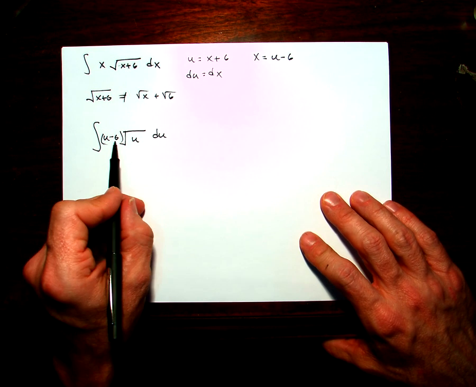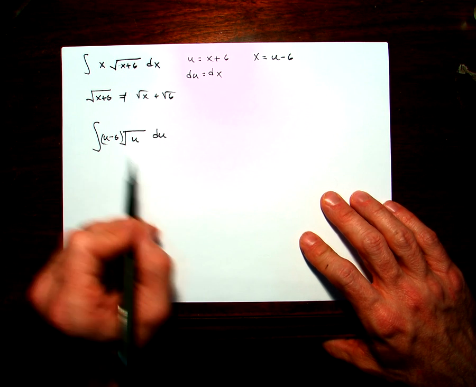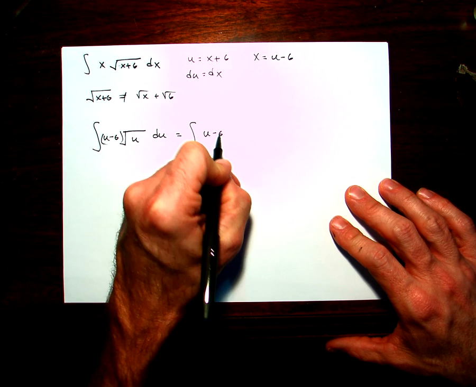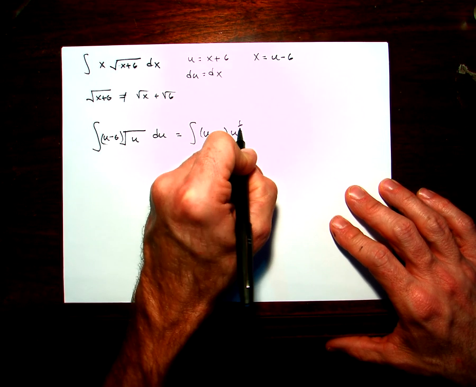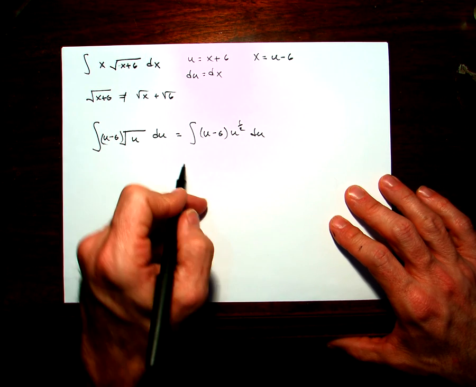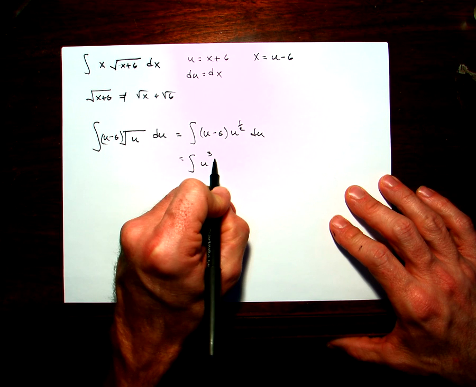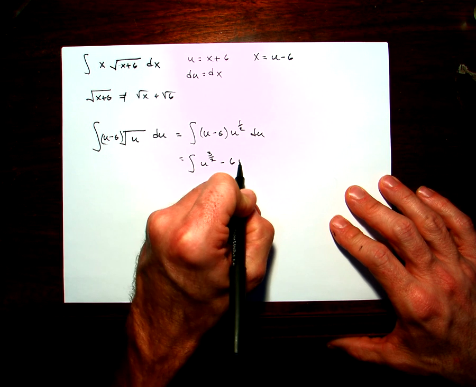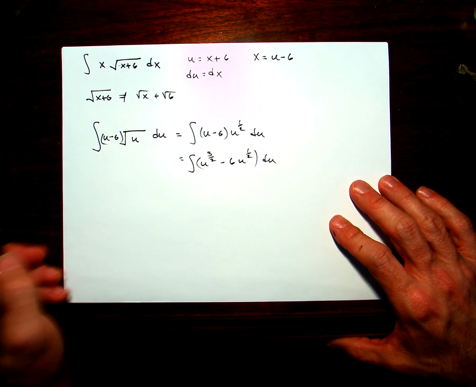Now, this does help us because I can distribute the square root of u across these. So let me clean this up a little bit and show you how. So this is u minus 6. I can rewrite this as just u to the 1/2 du. And now I can distribute across here. So what do I get? u to the 3/2 minus 6u to the 1/2 du. And of course I can do these individually.